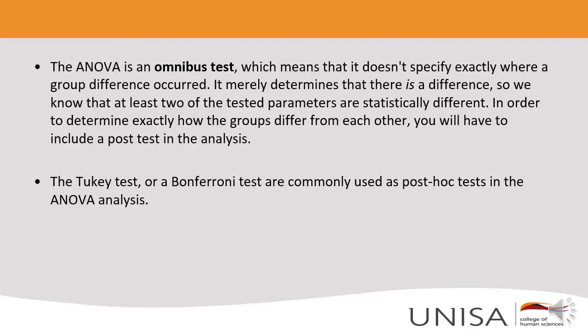The ANOVA is an omnibus test, which means that it doesn't specify exactly where a group difference occurred. It merely determines that there is a difference. So we know that at least 2 of the tested parameters are statistically different. In order to determine exactly how the groups differed from each other, you will have to include a post-test in the analysis. The Tukey test, or the Bonferroni test, is commonly used as a post-test in the ANOVA analysis.